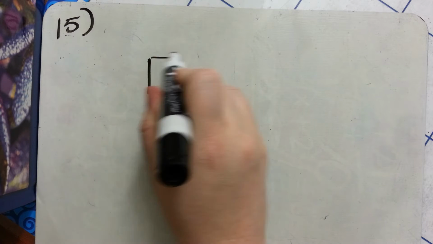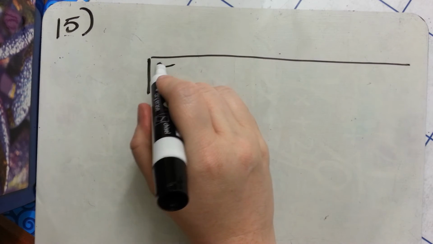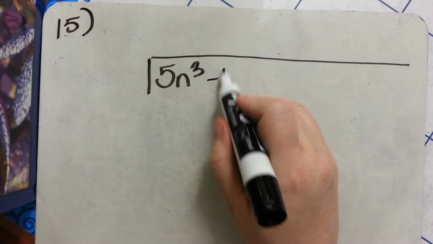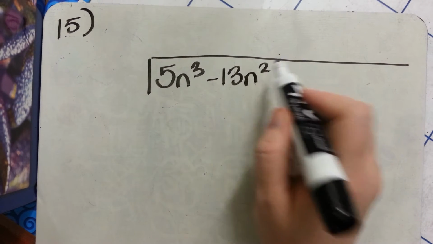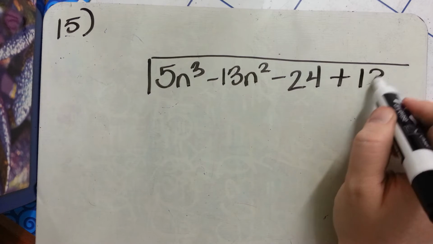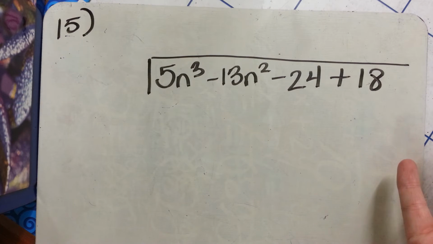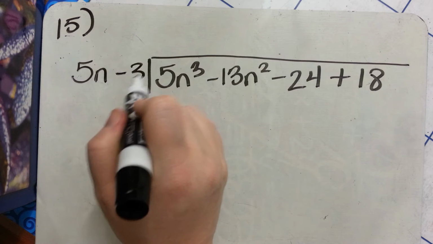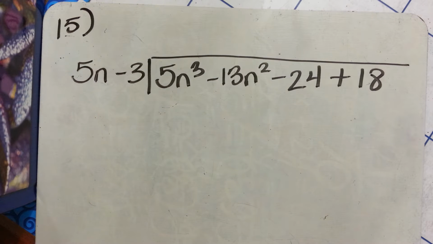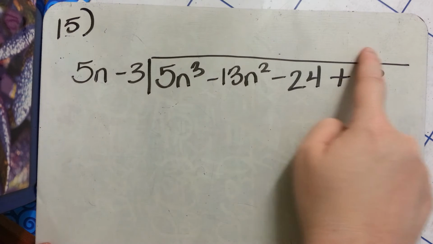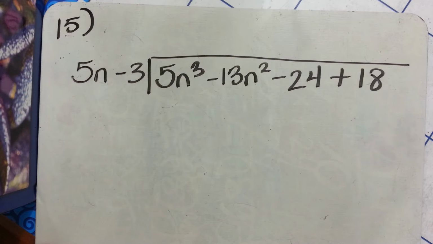All right? So our divisor is going to be a polynomial. So we're going to have 5n cubed minus 13n squared minus 24n plus 18. Okay, keep in mind we're dividing polynomials now. And the divisor is 5n minus 3. Okay, so we're dividing this polynomial by this divisor. Our quotient we're going to get on top, and that will be our answer.